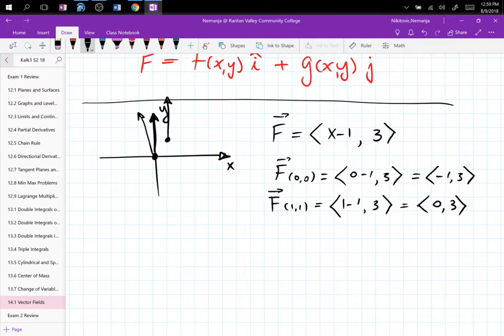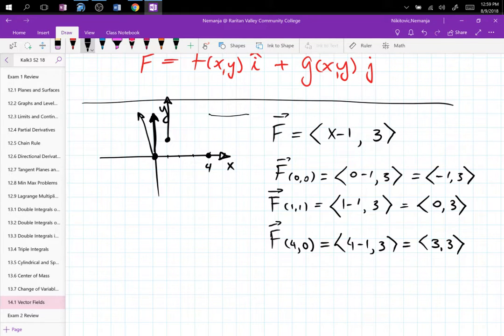If you pick the point (4, 0), (4, 0) is right here. You will plug in x for x. So that's (4 minus 1, 3). It's going to be the vector (3, 3). You will go 3 units over, 3 units up. This is your vector. So you see that at every point, it's a different vector, right?